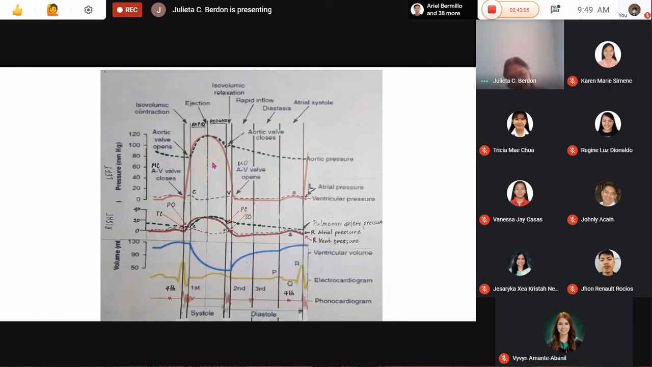Anybody? Cylindrical form of the aorta, Doc. The form of the aorta? Just cylindrical. Another. Remember your physics. Have you taken physics?